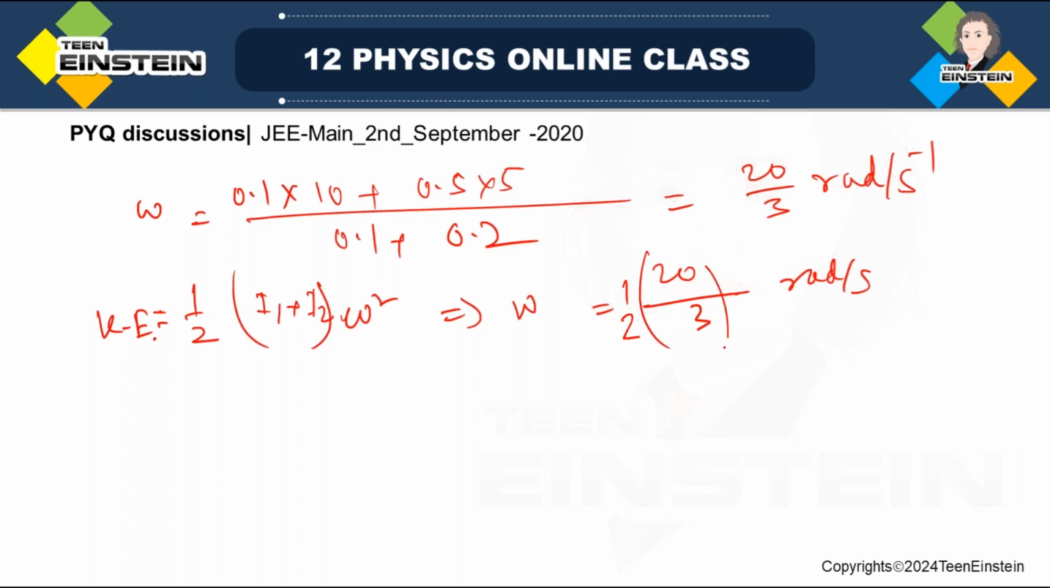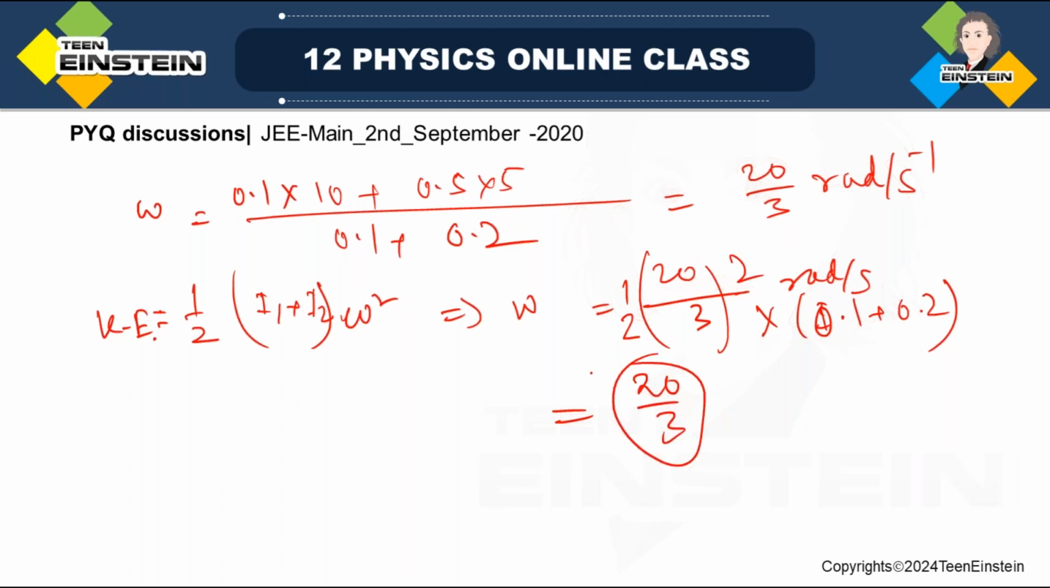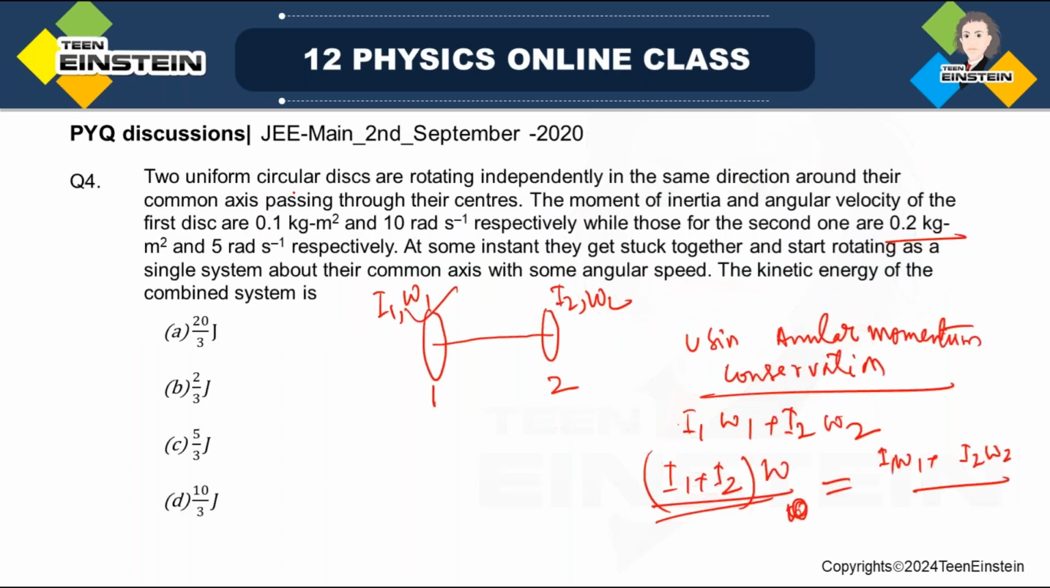Now what is the kinetic energy? Half I1 plus I2 omega square, where I1 plus I2 is 0.1 plus 0.2. If you calculate this, you will get 20 by 3 itself. So this is actually this much joule: 20 by 3 joule.